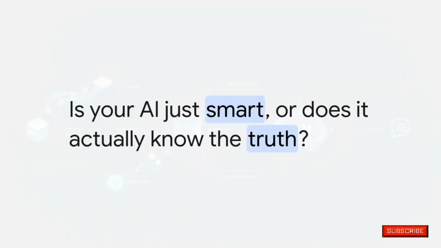Well, we've covered a ton of ground today, all the way from basic embeddings to complex agentic workflows. Ultimately, RAG is the framework that transforms a language model from a smooth-talking guesser into a grounded, verifiable expert. So, as you go out there and start building these systems yourself, I want to leave you with this one question to think about. Is your AI just smart, or does it actually know the truth?